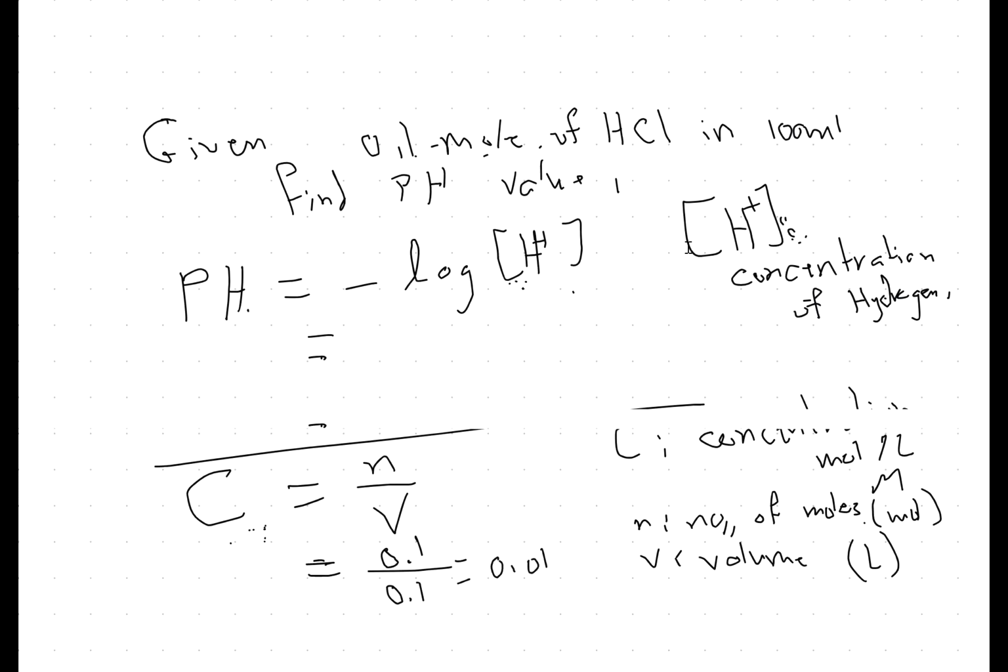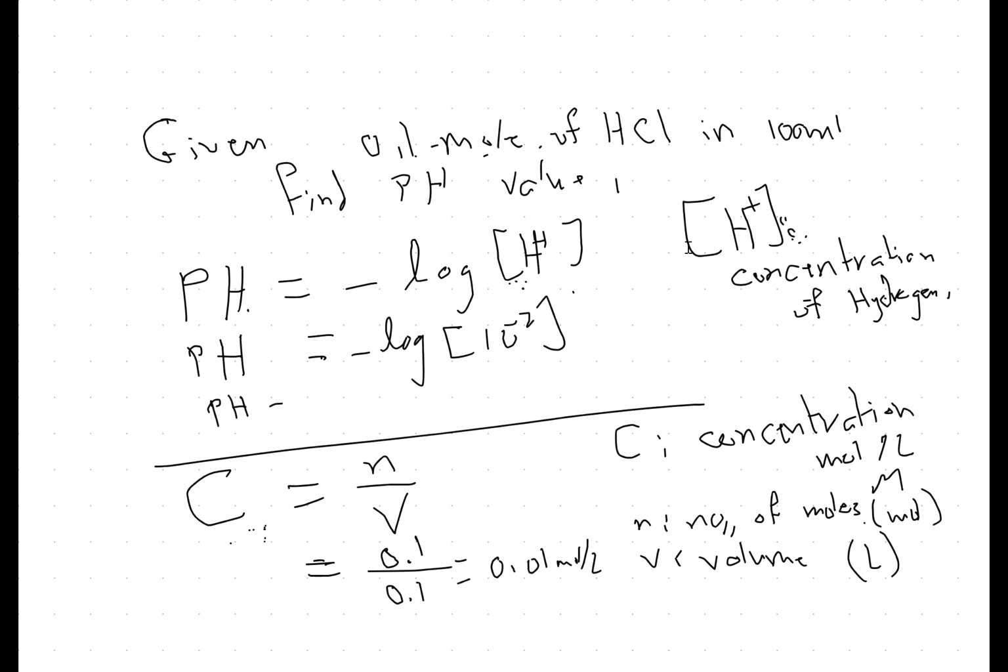Okay, so this value I will go up with and say pH equals minus log of 10 to the minus 2. And if I use my calculator, it will be 2. Is it correct or not? Miss, how did you get that 10? 10 because it's 0.01, which is 10 to the minus 2. It's an exponent.